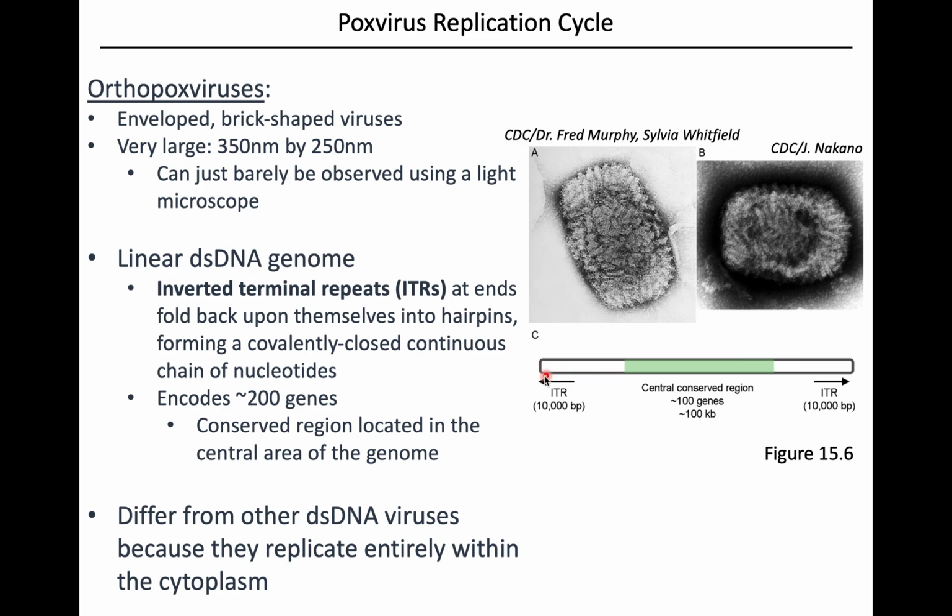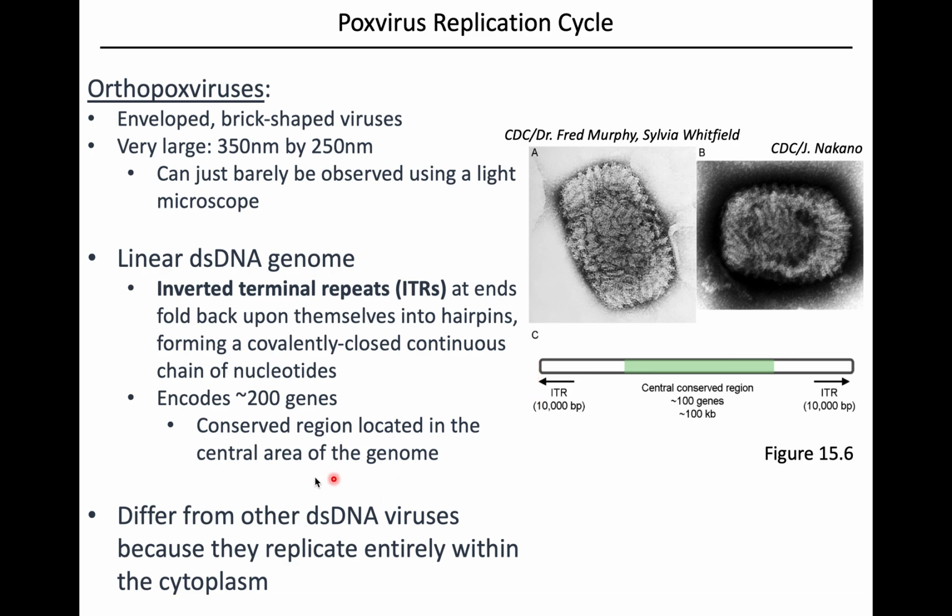You have these really big inverted terminal repeats at either end of the genome, and then what's called the central conserved region in the middle, which encodes about 200 genes, which is kind of insane for a virus. Another interesting feature of the genome here is that the ends are folded back on each other in hairpin loops. So you basically have a covalently closed double-stranded DNA molecule instead of the ends of the DNA being open as they normally would be.